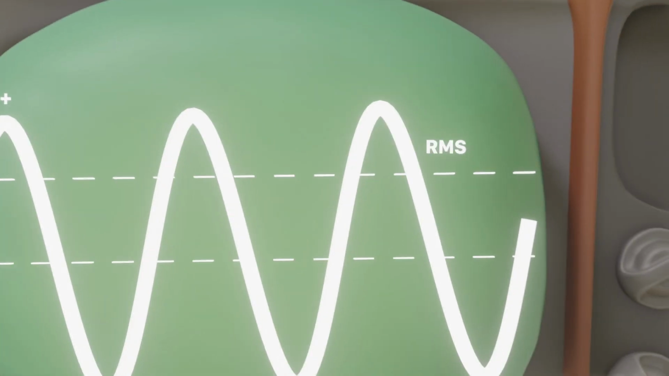RMS stands for root mean square voltage and is also known as effective voltage. It is a very useful metric for describing an AC sine wave as it considers the difference between instantaneous voltage, the equivalent DC voltage that would be delivered over time.